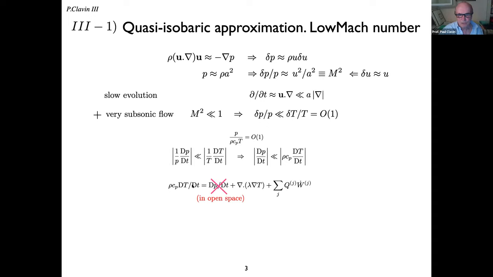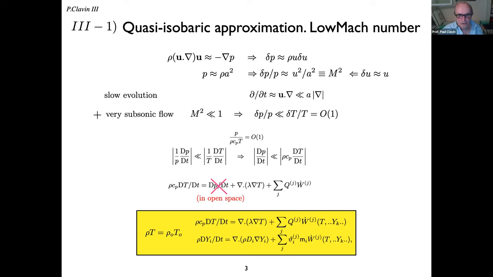So the energy equation reduces to a thermal balance without flow. The flow appears only in the Lagrangian form, d over dt, which is the partial derivative relative to t plus u grad. But except for this u in the Lagrangian derivative, there is no more pressure appearing, there is no more flow appearing in the equation. In addition, because the pressure does not vary, the product rho T is constant.